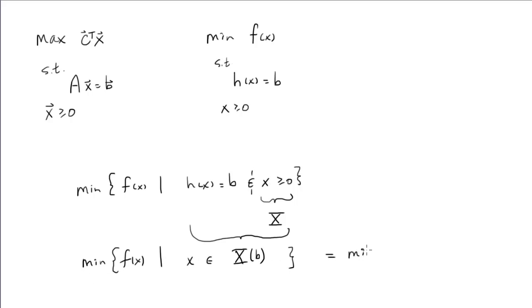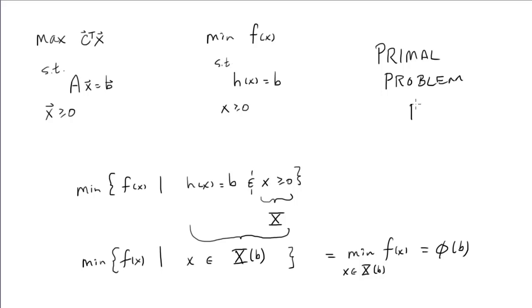In shorthand notation, this is some number that depends on b. We'll call it phi of b. The primal problem then, p of b, has solution phi of b. We'll set up the Lagrangian, and from the Lagrangian we're going to derive a dual problem.